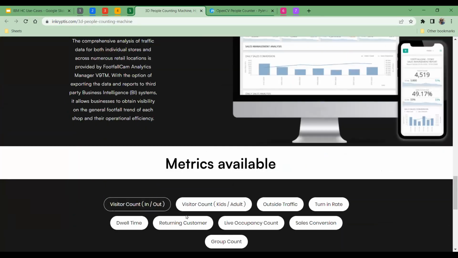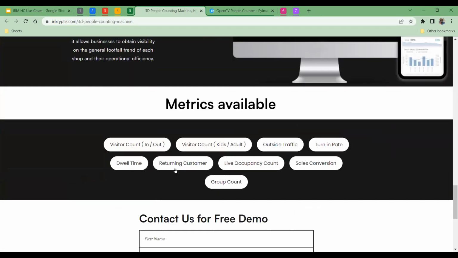Okay. You can see visitor counts like kids and adults, outside traffic, turn-in rate, dwell time, returning customers, and sales conversion. Sales conversion is a big one. As I've talked about, let's assume 10 people are walking in and only 2 are buying. And group count: how many groups of people are coming, like groups of 5, 10, 15, or 2. So you can have a group count to serve them better.